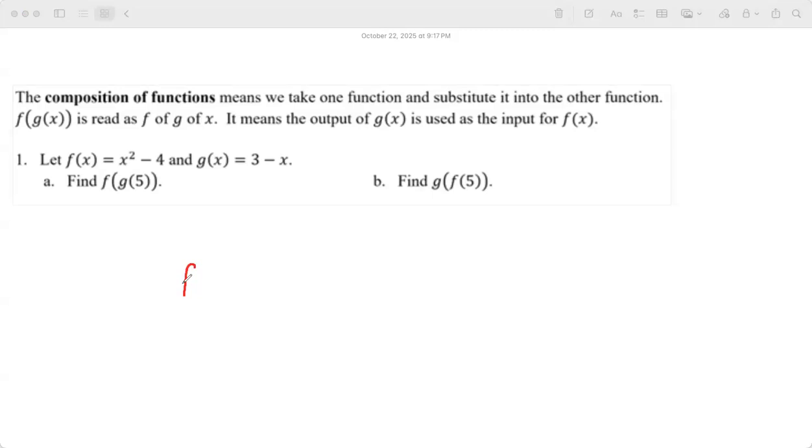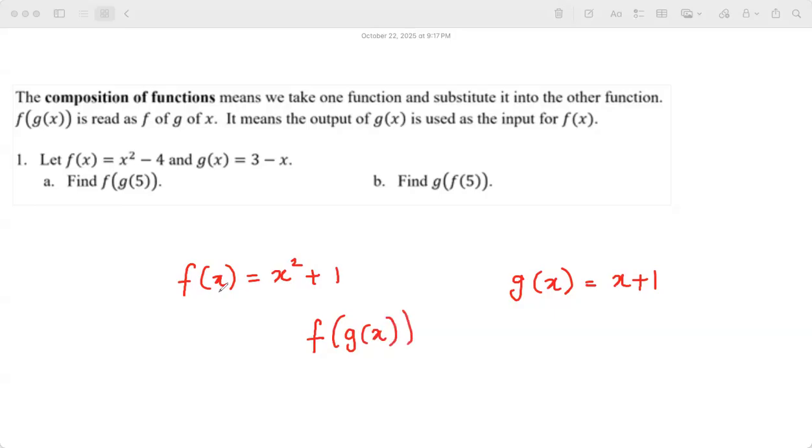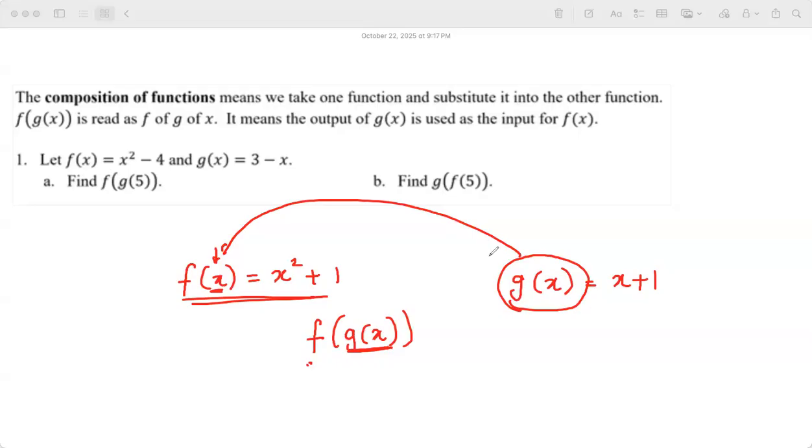So let's say I give you f of x equal to x square plus 1, g of x equal to, let's say, x plus 1. Composition of function means composing one function into the other. This is a composite function. What do I do? Instead of the x, instead of my input for f, I am plugging in g of x. The outer function is my original function. I am passing another function as the input to my outer function.